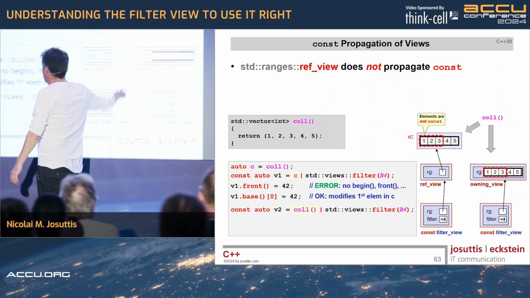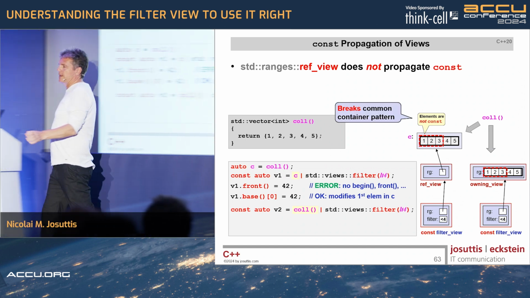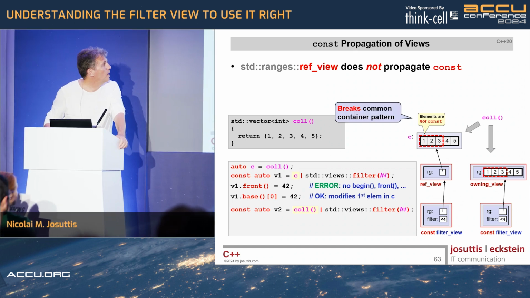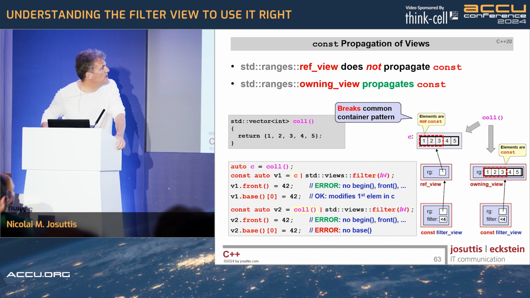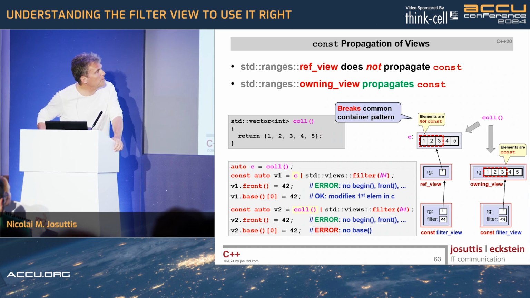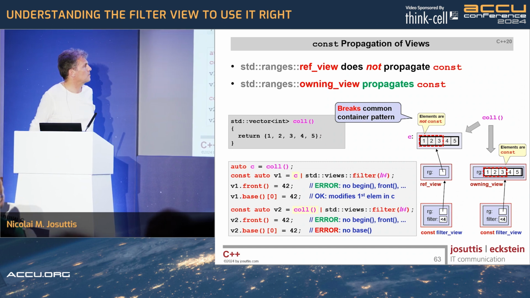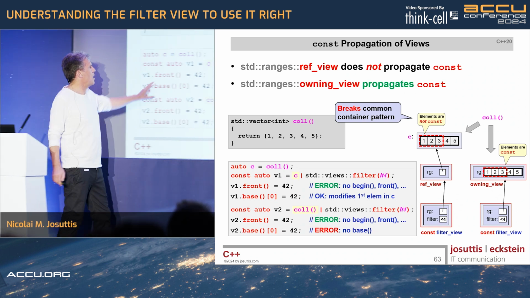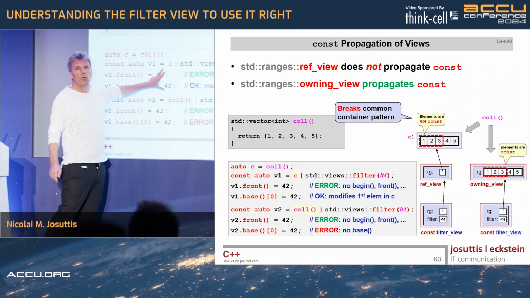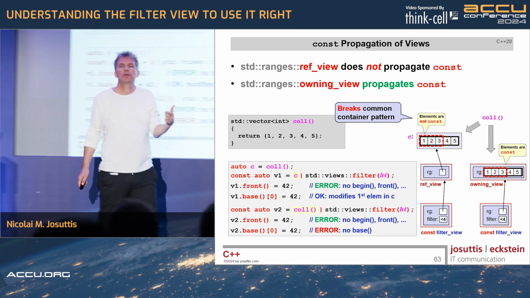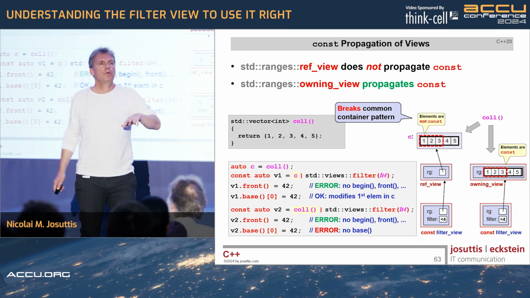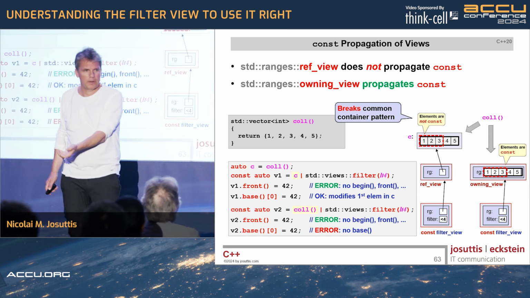If you have an owning view, const is propagated. So that means the elements are const when the filter view that refers to that view is const. So that means depending on how we create the view, whether in the creation we use an L value or an R value, we propagate const or we don't propagate const.